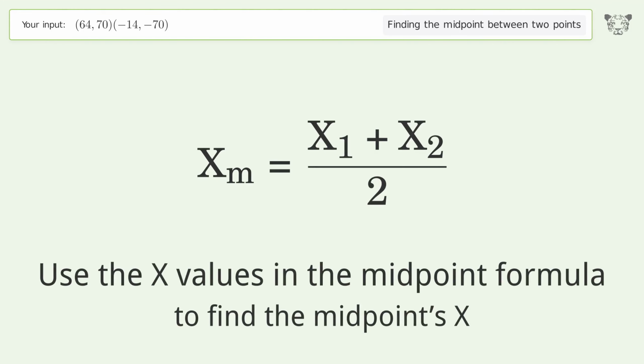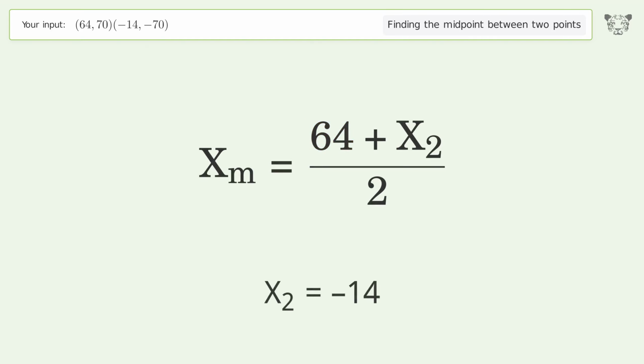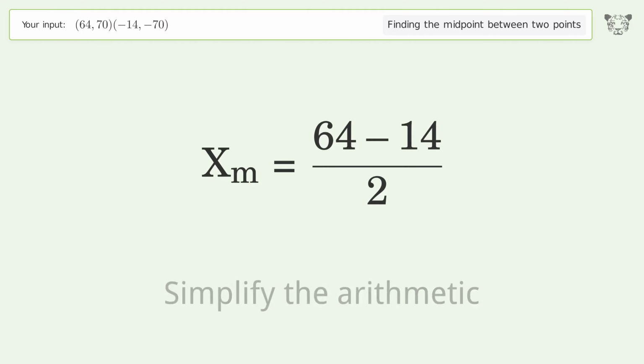Use the x values in the midpoint formula to find the midpoint's x. x1 equals 64. x2 equals negative 14. Simplify the arithmetic.